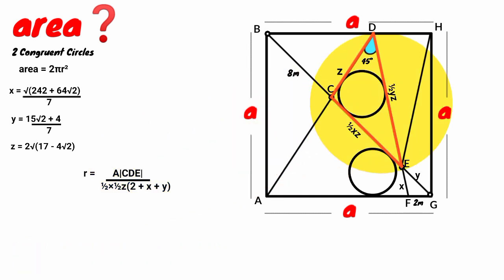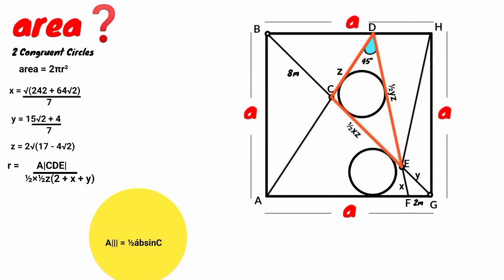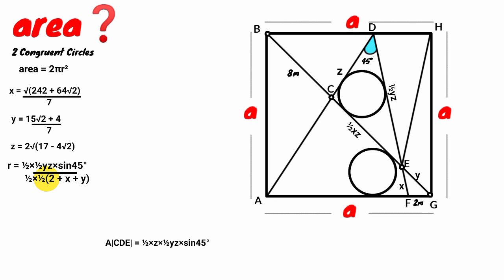Back to this triangle CDE. To calculate its area, we can use the formula 1 over 2ab sine c. Taking this as a and this b, this must be c. We substitute it here. So area of triangle CDE equal to 1 over 2 times z times 1 over 2yz times sine 45 degrees. Substitute it here. This z eliminates this z, and this 1 over 2 eliminates this 1 over 2. This also cancels this. Sine 45 degrees is 1 over 2 root 2.